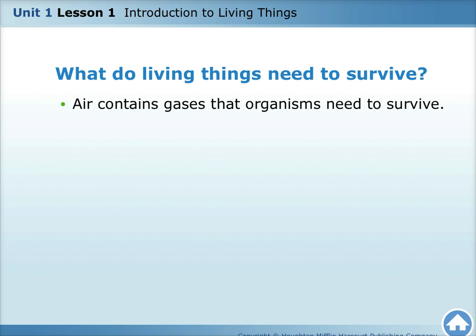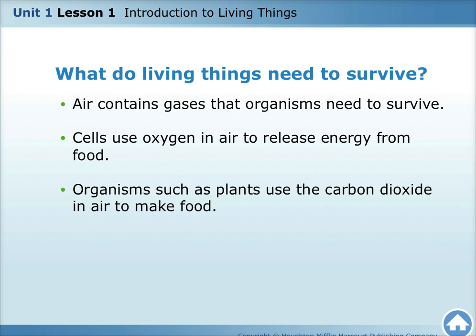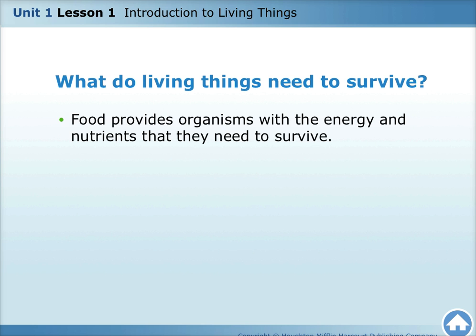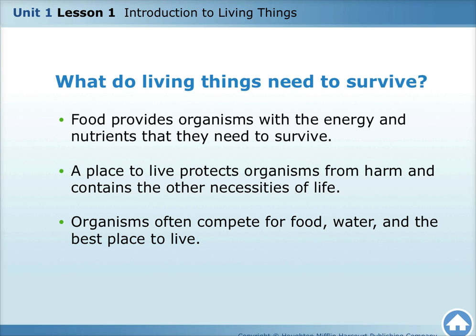Air contains gases that organisms need to survive. Cells use oxygen in air to release energy from food. Organisms such as plants use the carbon dioxide in air to make food, or glucose. This is through a process called photosynthesis. Food provides organisms with the energy and nutrients that they need to survive. A place to live protects these organisms from harm and contains the other necessities of life. Organisms often compete for food, water, and the best place to live.